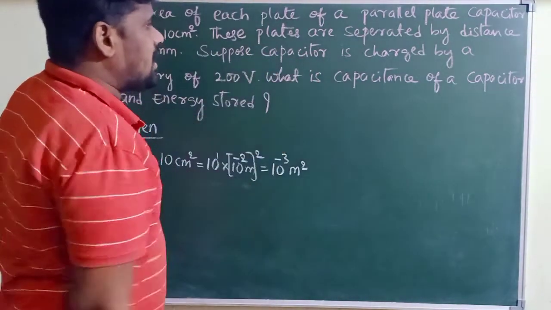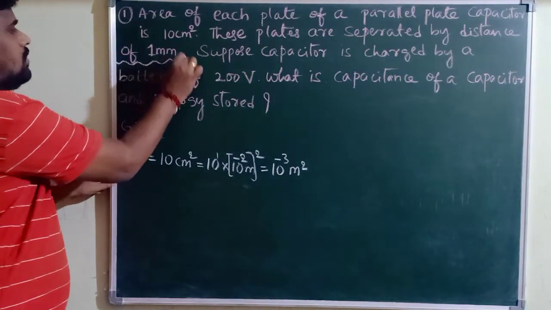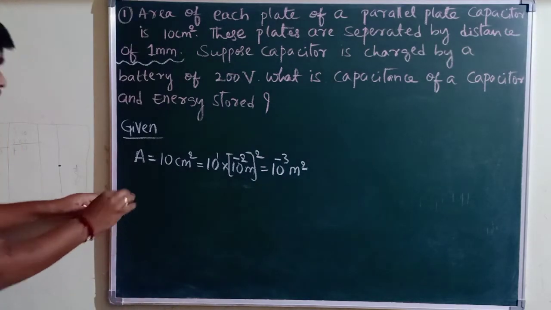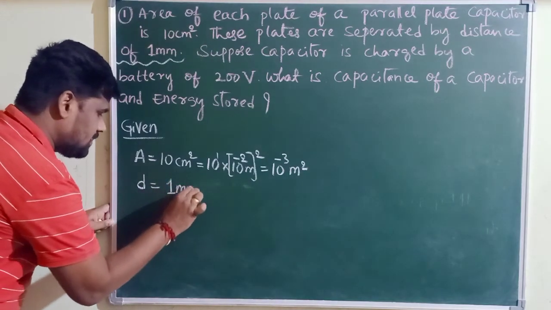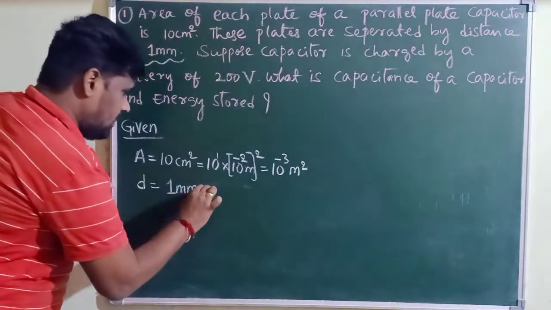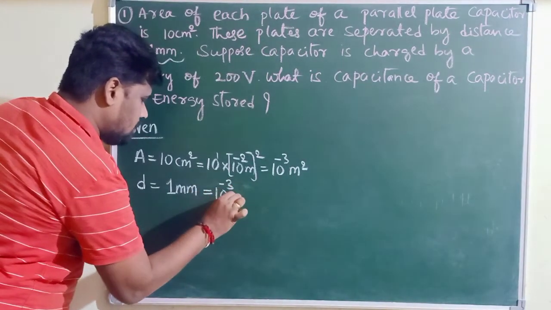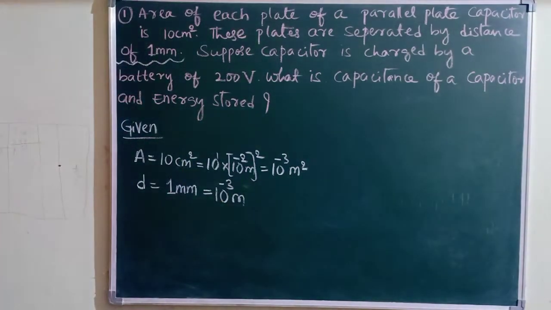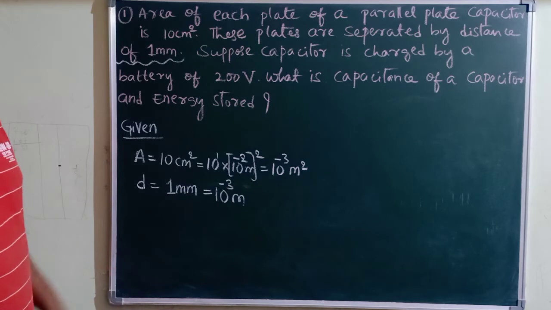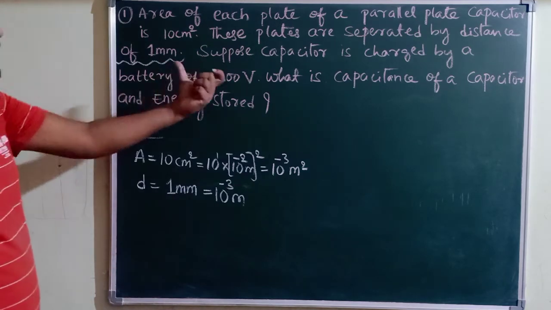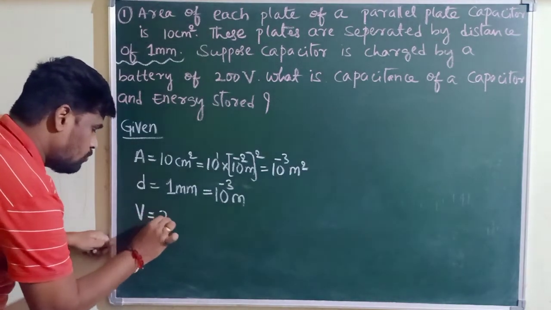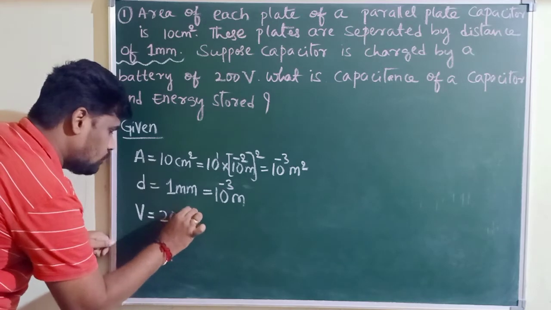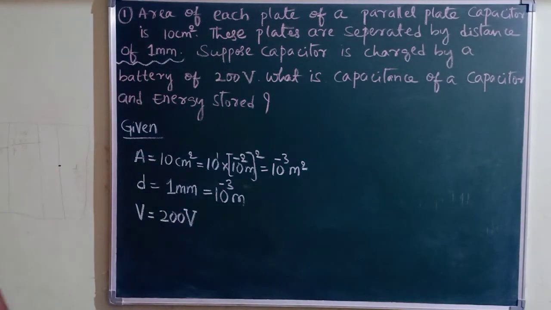And these plates are separated by a distance of 1 millimeter. The distance between the plates of a parallel plate capacitor is 1 millimeter. 1 millimeter is equal to 10 to the power minus 3 meter. And this capacitor is charged by connecting a battery of potential difference 200 volt. That is, the voltage of the source is given. The voltage given to the capacitor is 200 volt.